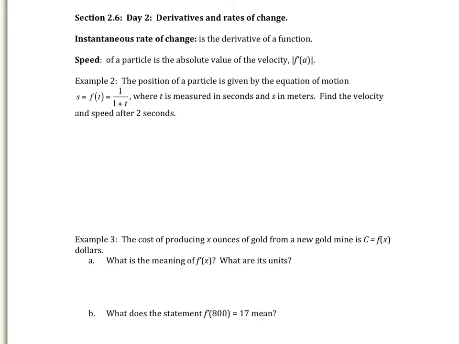So basically right now what we should notice is that instantaneous rate of change, we've already talked about, is the derivative of a function. Those two things are synonymous. We also think of this as the slope equation. Speed, however, is the absolute value of the derivative because speed is always positive.